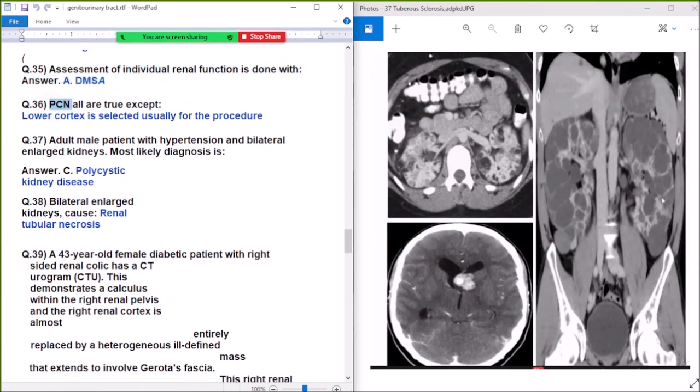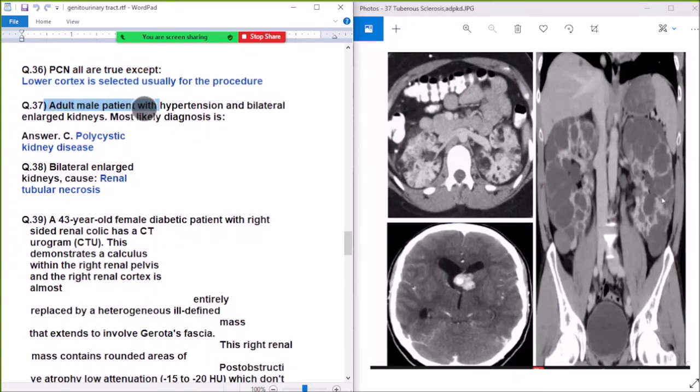Question 36. Percutaneous nephrostomy: all are true except the lower cortex is usually selected for the procedure. Question 37. Adult male patient with hypertension and bilateral enlarged kidneys, most likely diagnosis is polycystic kidney disease.